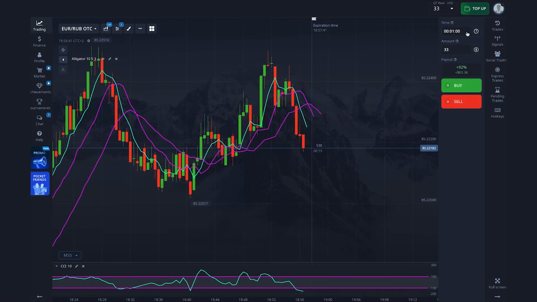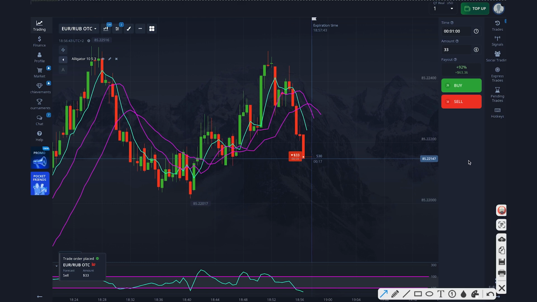Start the session with a clearly legible login. Expiration is 1 minute. I open a trade for sale at $33. Now, I will explain how to work with this strategy as clearly and effectively as possible.